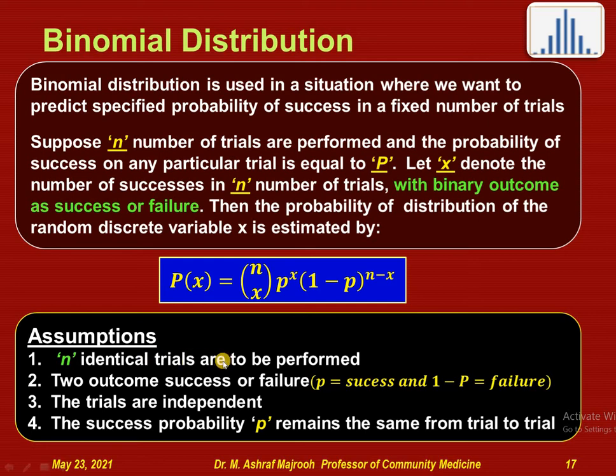So what are the assumptions behind the binomial distribution? Identical trials are to be performed. Two outcomes, success or failure, are expected. P is success and 1 minus P is the failure. The trials are independent and the success probability P remains the same from trial to trial. So these are the important assumptions with the binomial distribution.